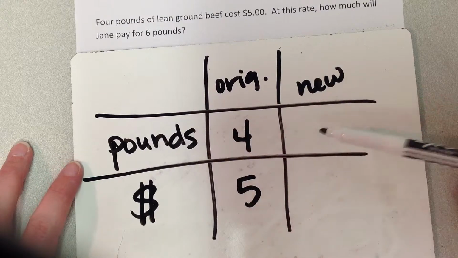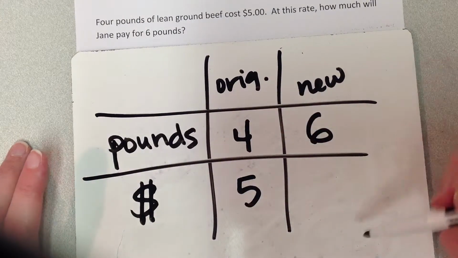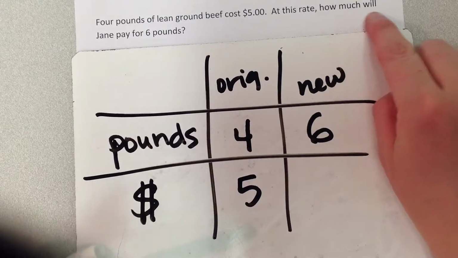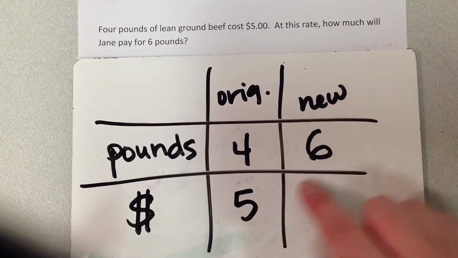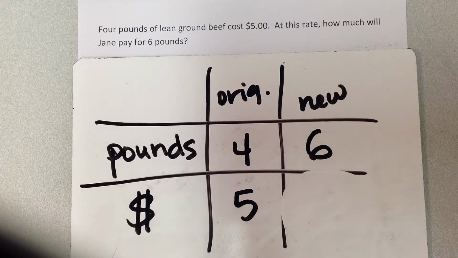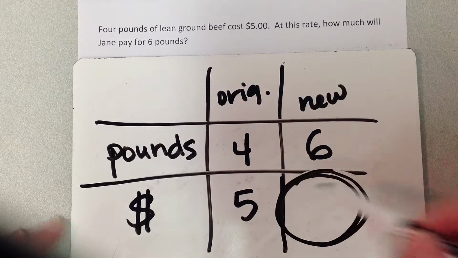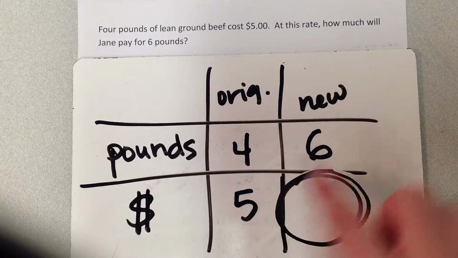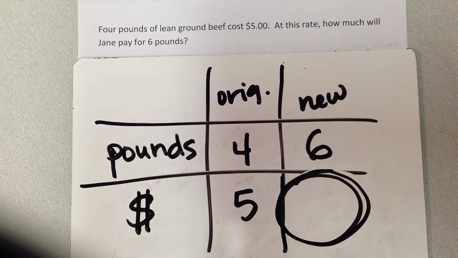So I find my pounds row here and write 6 in the new column. And it's a good thing to sort of check, how much will Jane pay, right? How much will Jane pay? So I know that that's a money question. I'm looking for an answer in this spot right here. And then I simply do my math. I'm going to multiply these two together and divide by whatever's left. Multiply the ones that are diagonal and divide by whatever's left.